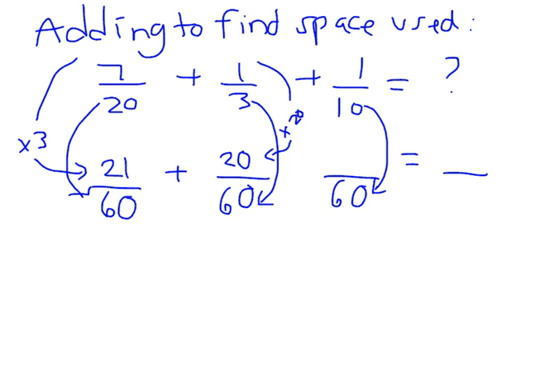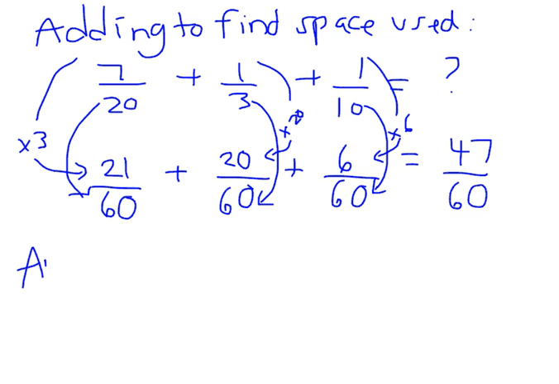And for 10 to go into 60, we need to times by 6. If we times by 6 on the denominator, we do the same on the numerator, so we get 6. So if we have 21/60 plus 20/60 plus 6/60, our answer is going to stay over 60. And now we just need to add 21 plus 20 plus 6. So 21 plus 20 is 41, plus 6 is 47. So that is the space that is used.